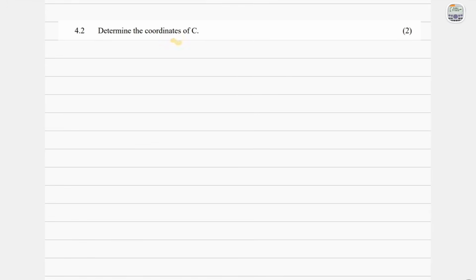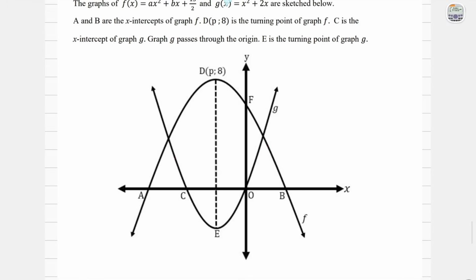Question 4.2 says, determine the coordinates of C. So C is a point that is on the graph of g, and it's specifically on the x-axis.